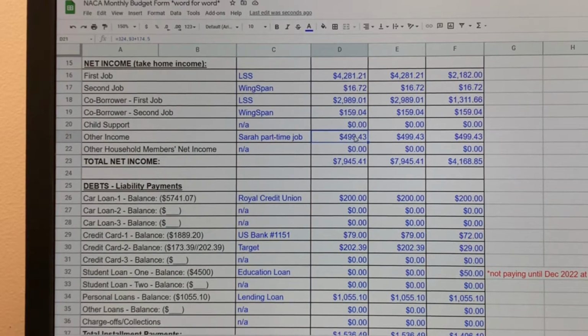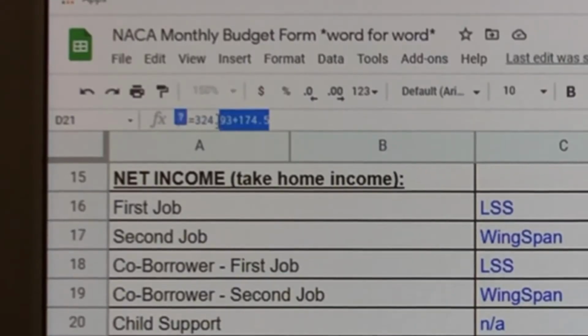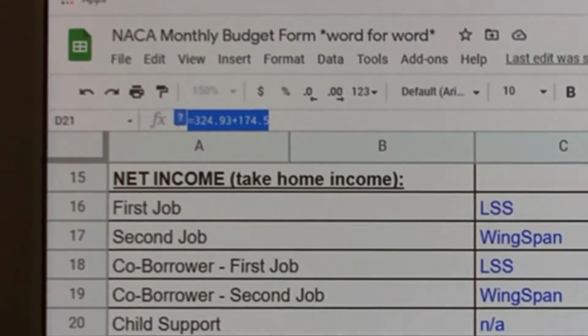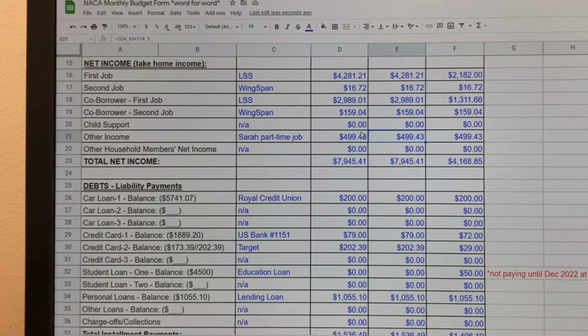That's correct. That's correct. And if you see here, there are some numbers adding up to this total right here. That's what I meant by, on this form, we're able to get a calculation from the computer of what we're at. I don't have to do it by hand or with a calculator. So this is really, really helpful.